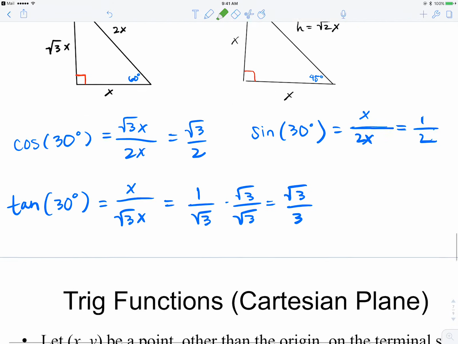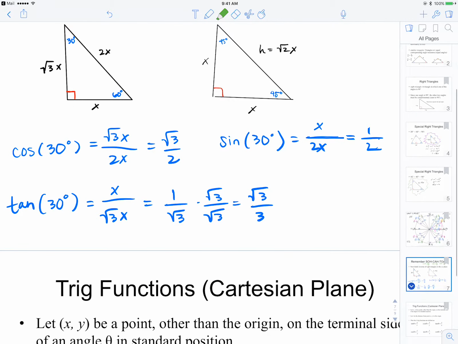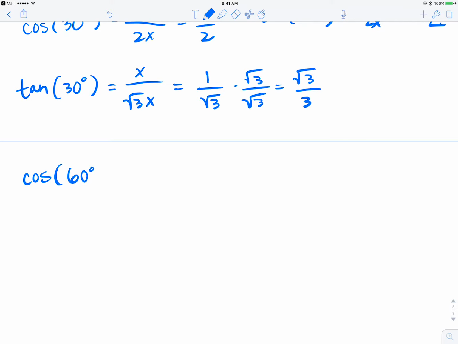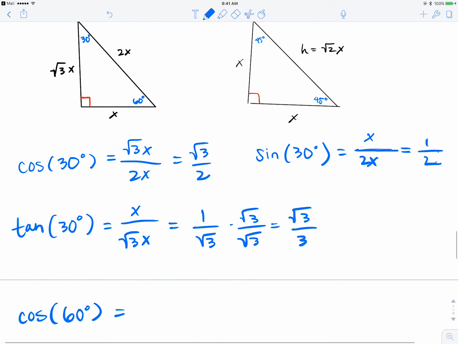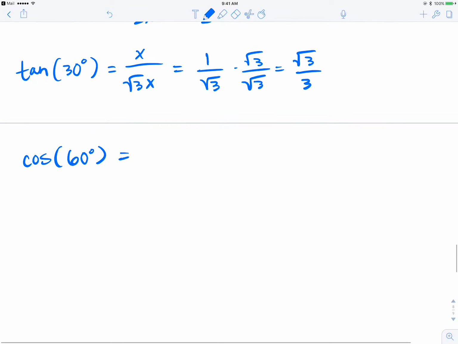Okay. Let's go to 60. Let's look at 60 degrees. Let me add a page here. So if we wanted to find cosine of 60 degrees, looking at our right triangle, the side adjacent to 60 degrees is what? And the hypotenuse is 2x, right? So we get cosine of 60 degrees is equal to 1/2.